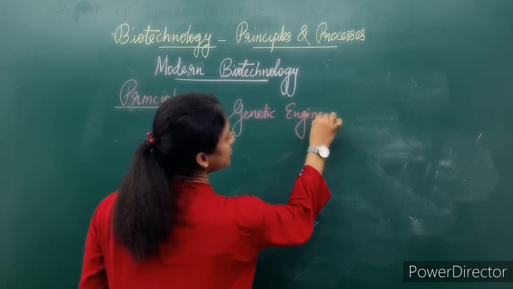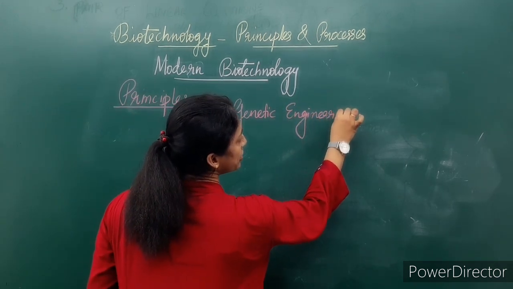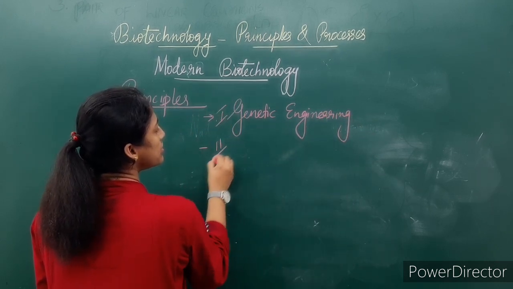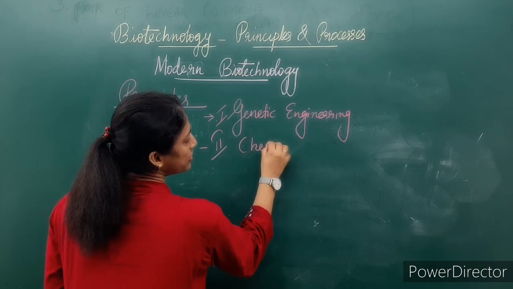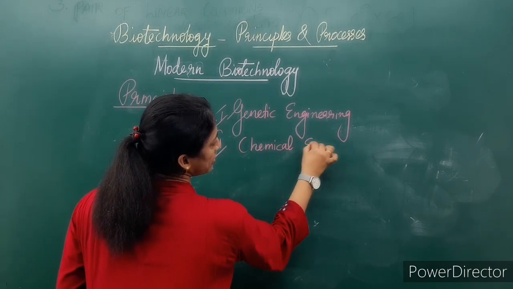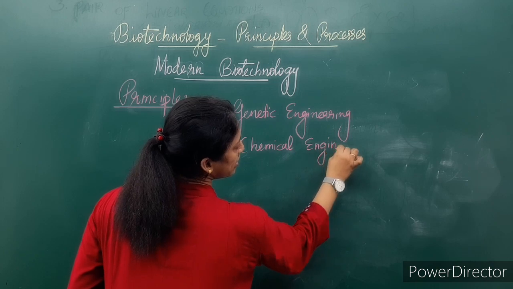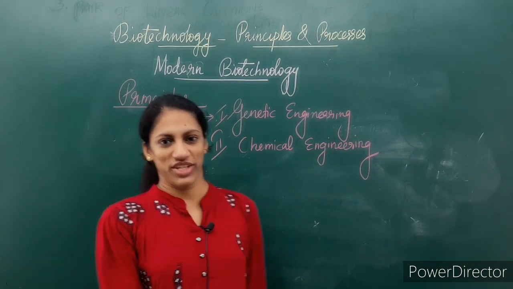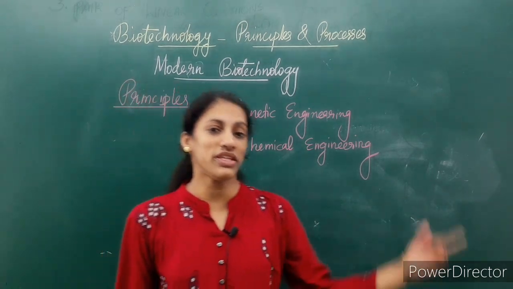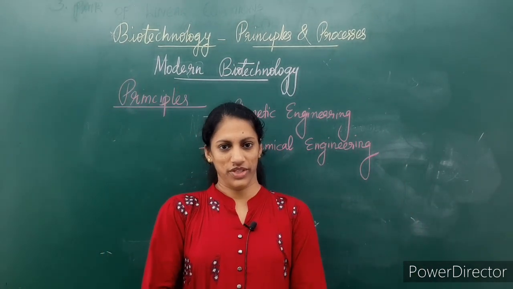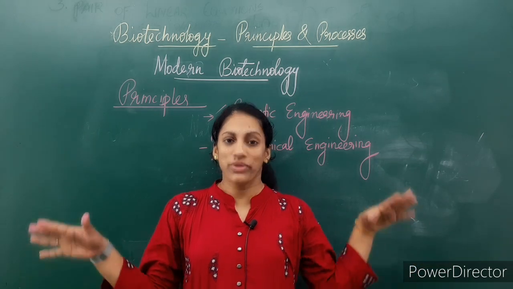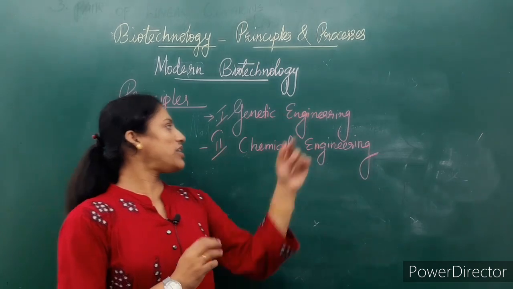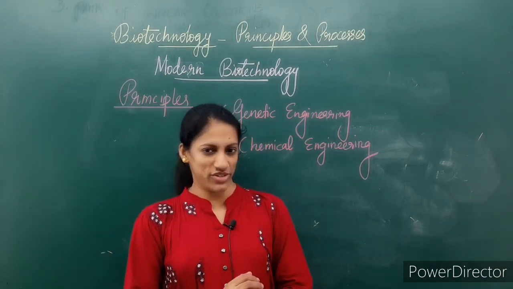The first principle is genetic engineering. Okay. The second one is chemical engineering. So you are very familiar with the term genetic engineering. So the modern biotechnology only we discuss now. It has the two major principles, genetic engineering and chemical engineering.